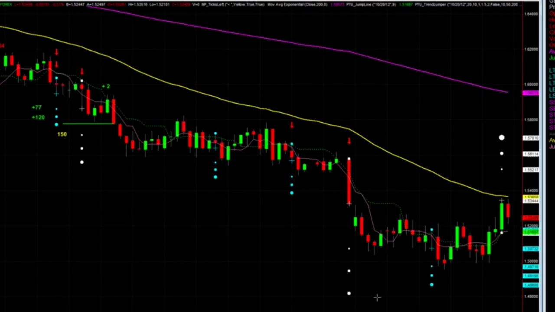Doesn't have to go all the way. That's not so important. What's important is that we control our risk, trade our plan, book our profits. We know exactly where that's going to be, and then just execute our trade plan. And now the market might go higher.